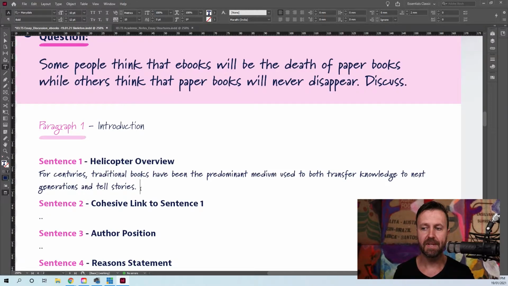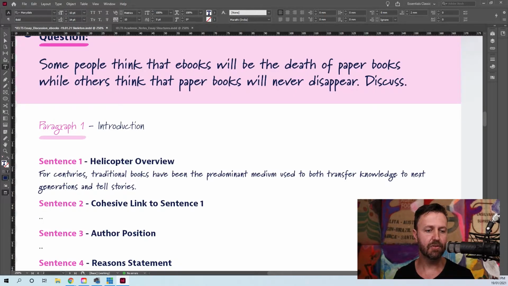Because when we think about books, it's not just about academic books, it's not just about storybooks. We really should mention both. We really should talk about why books have been so important over not only hundreds of years, but potentially thousands. We could say here for thousands of years if we wanted to, but again, we're just going to focus on centuries here. That's our helicopter overview. The other thing to consider and to remember is that each sentence should be approximately 15 to 25 words. So as you go through this, you'll find that that's the case. Some of these sentences might be a little bit longer, but you'll generally find that they are of that length.